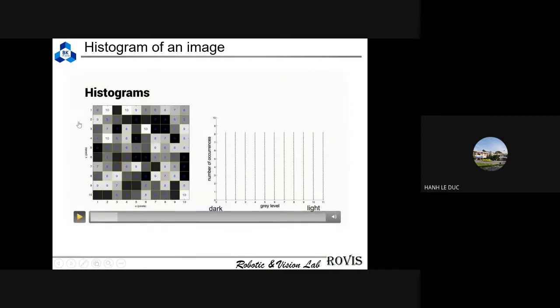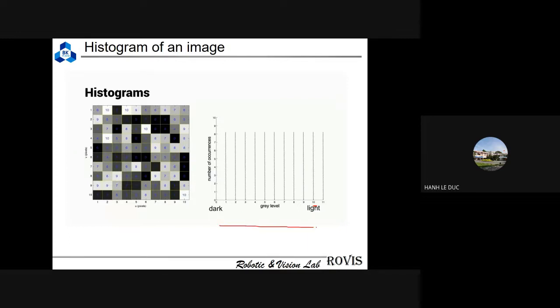Okay, so for example, they give you this picture, 10 by 10. So how can we draw the histogram here? Here you can see, what is the smallest value? Of course 0. What is the biggest value here? Of course 10, right? So we already have the x coordinate. So what is the number here?